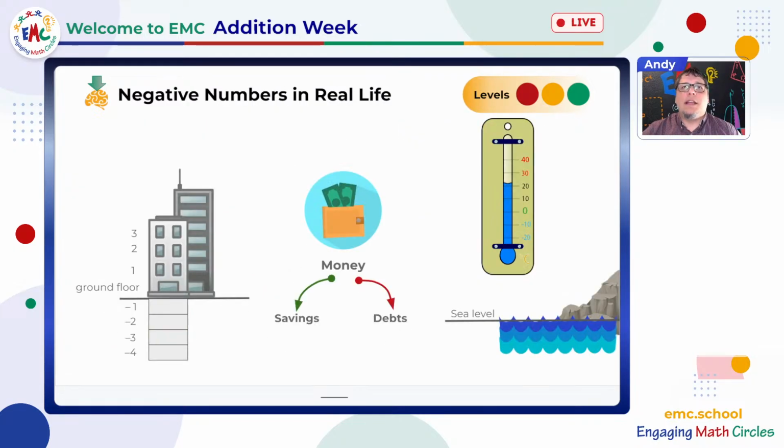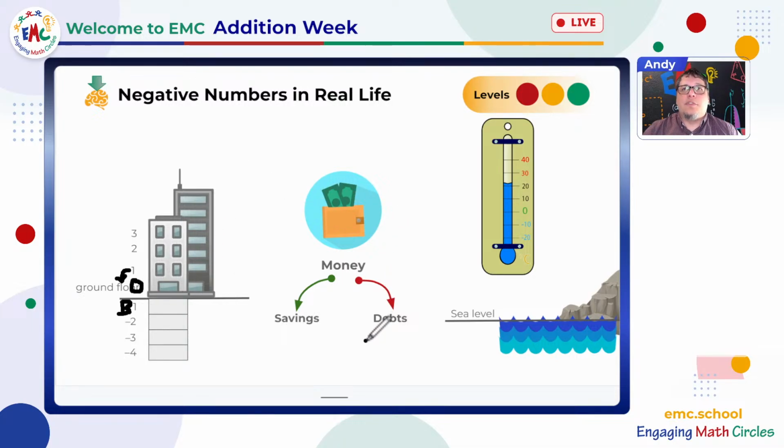Where do you see them in real life? Well, you'll see them on ground floors or on elevators. Instead of negative, they might put a B, or B1, basement 1, basement 2. But those are just negative numbers. They're going underground instead of going up. The ground floor is sometimes called the first floor, but sometimes it's just called G. And so you'll have the ground floor like your 0 floor.